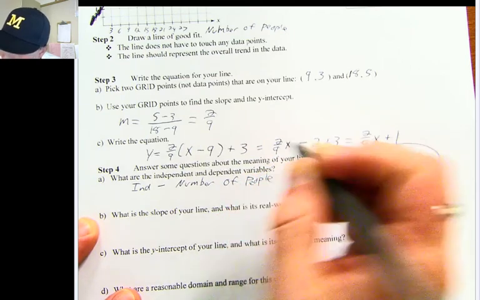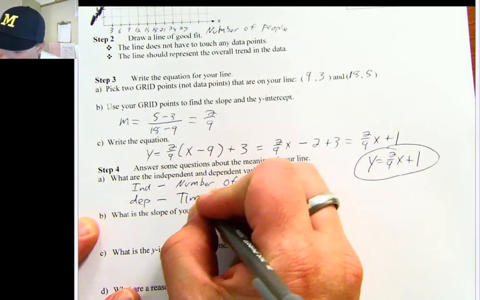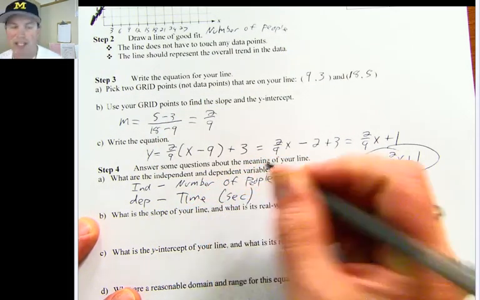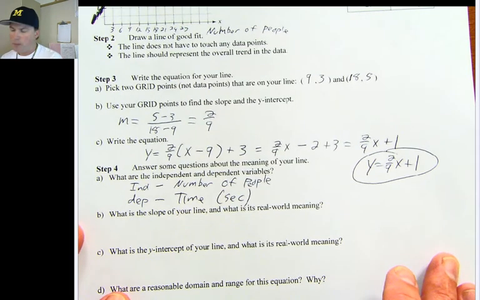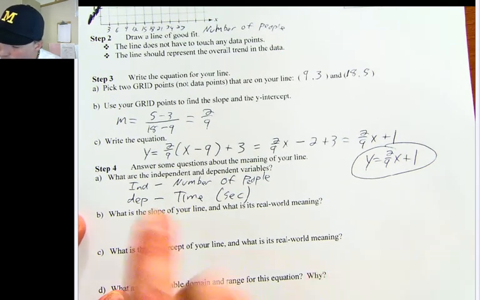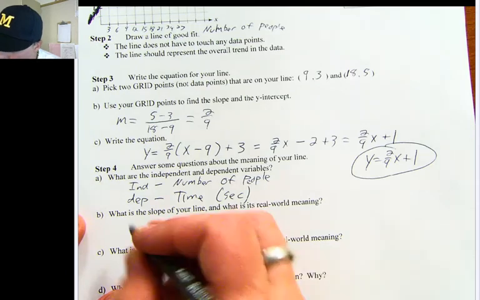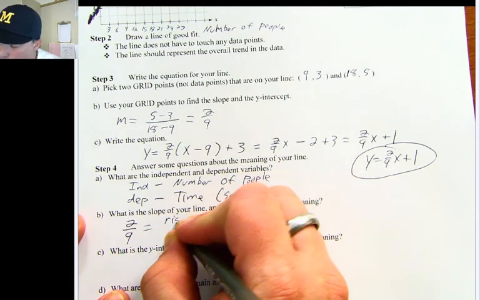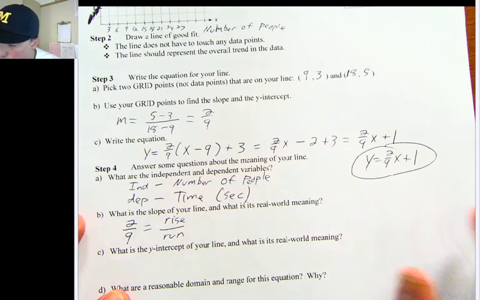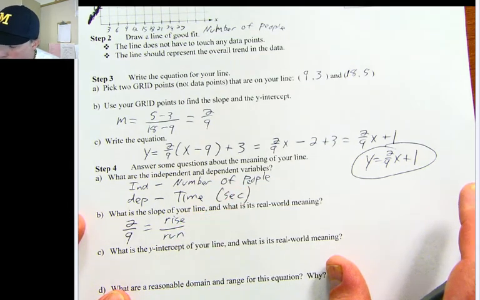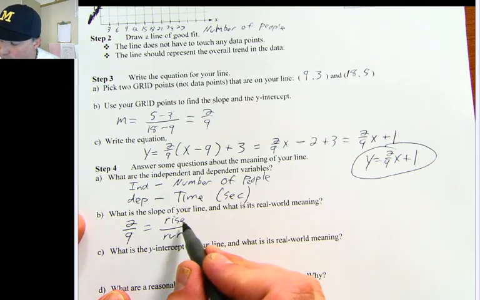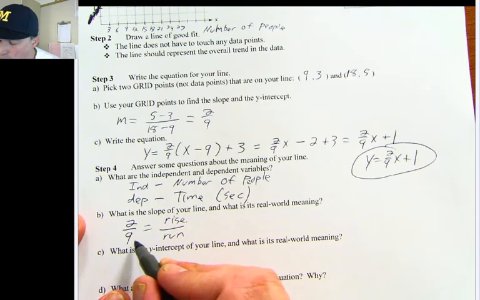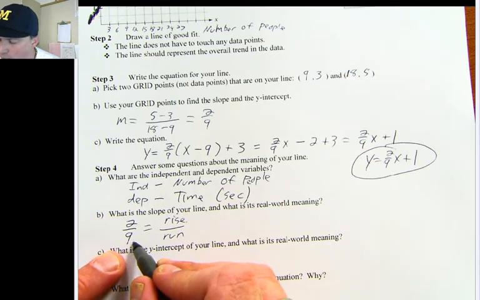People, while the dependent variable is the time. And because we're talking about time, you've got to measure it in seconds. Slope. The slope is 2/9. And when you think about slope, you think about rise over run. So as we rise 2 seconds, we ran, well, that added 9 more people.